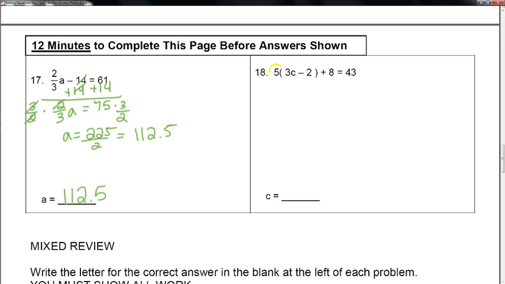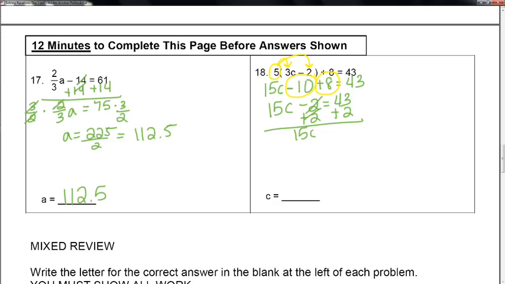I'm going to distribute my 5 to my 3c and my negative 2. 5 times 3c is 15c. 5 times negative 2 is negative 10 plus 8 is equal to 43. I'm going to combine my negative 10 and the positive 8, and that gives me 15c minus 2 is equal to 43. I'm going to add 2 to both sides. 15c is equal to 45. Divide both sides by 15. C is equal to 3.